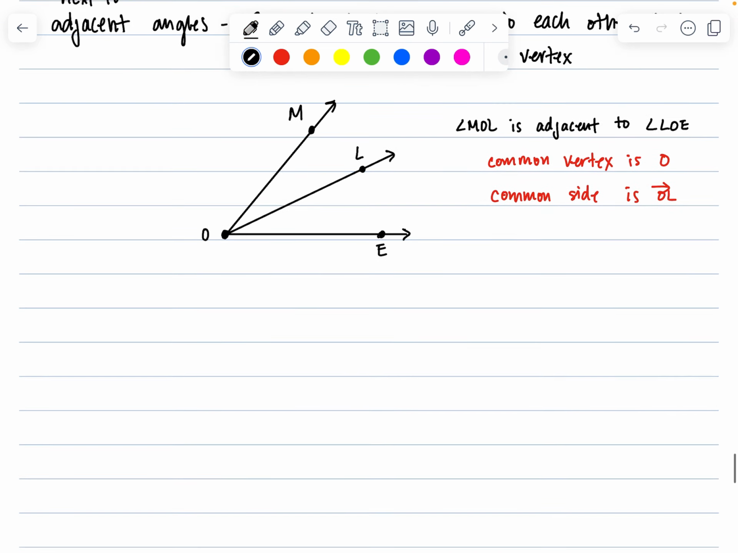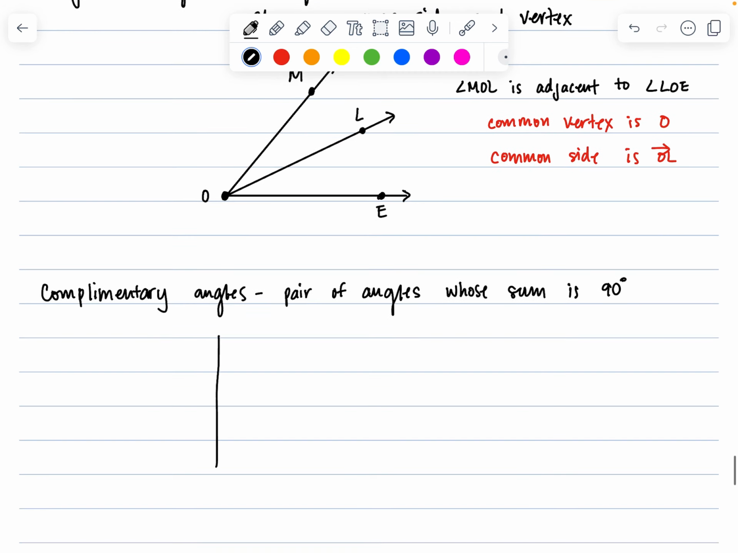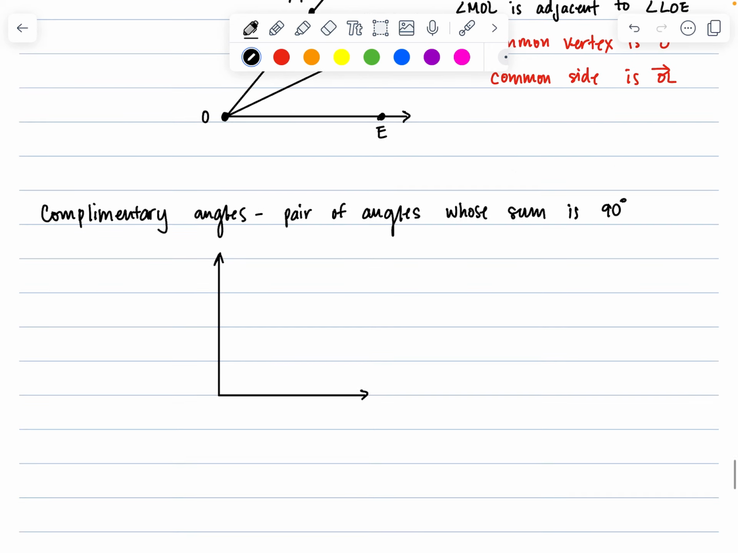Now, complementary is a new definition as well. Complementary angles are two angles, or a pair of angles, whose sum, meaning what they add up to, is 90 degrees. So let's draw a right angle, because a right angle is 90 degrees. The way you know an angle is right, hopefully you remember from the last lesson, is that the angle has a square at the vertex. This tells us that this is 90 degrees.